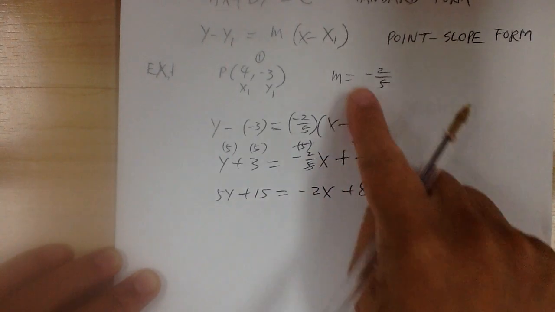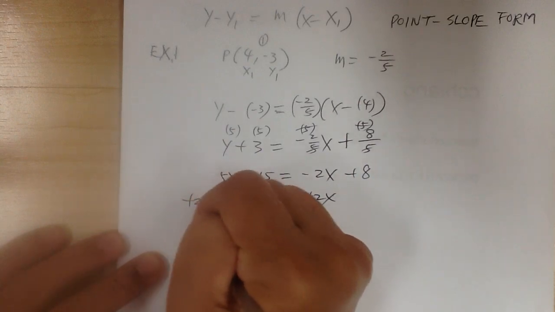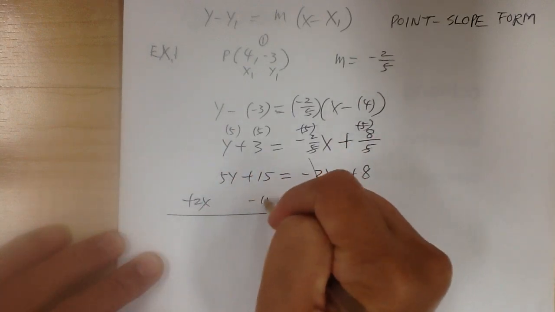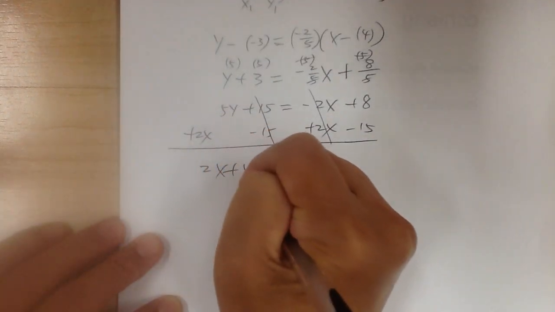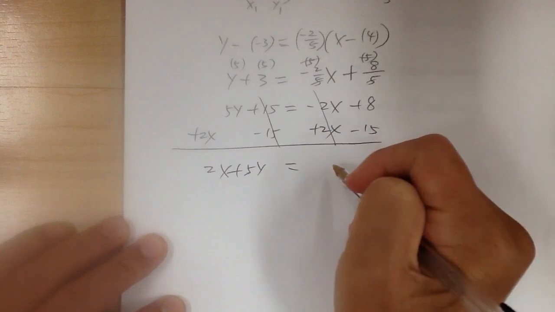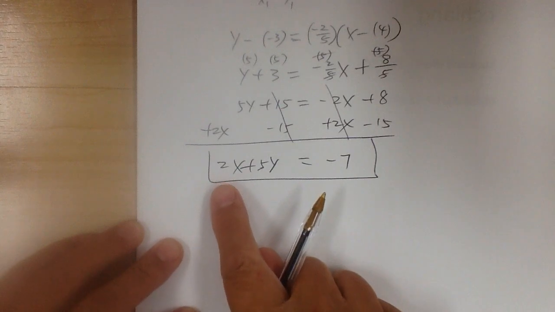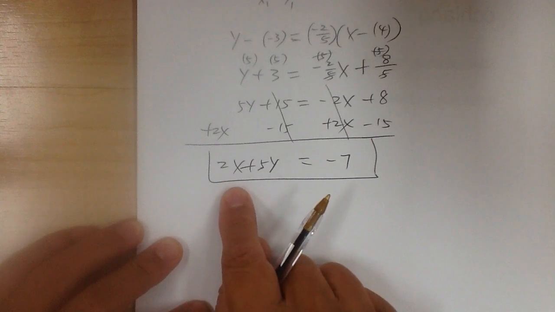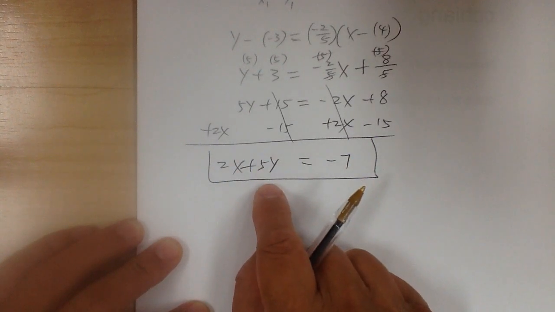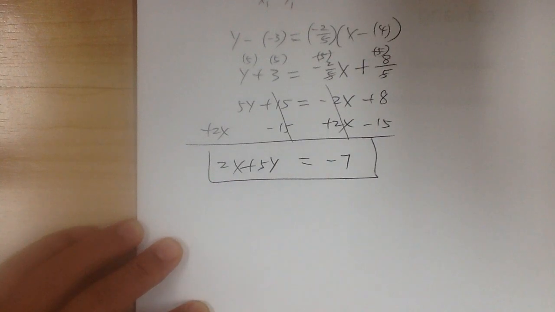Now you have to put it in the standard form. That means all the variables go to the left side, the number goes to the right-hand side. So plus 2x on both sides, this will cancel out, minus 15 on both sides. So you get 2x plus 5y is equal to -7, and that's your standard form. In standard form, the numbers have to be integers. You cannot have a decimal or a fraction, and you want to lower as much as you can. And the first coefficient has to be positive, cannot be negative.